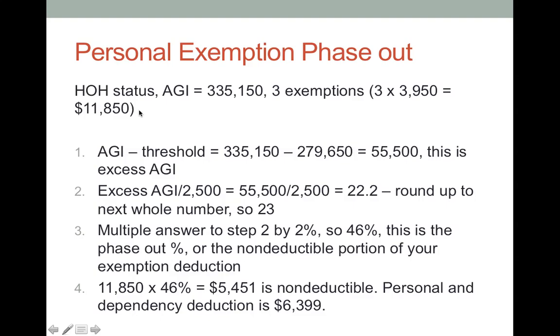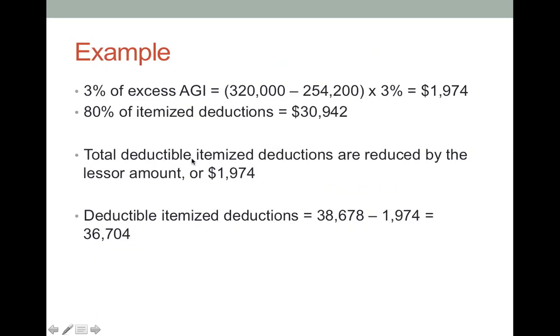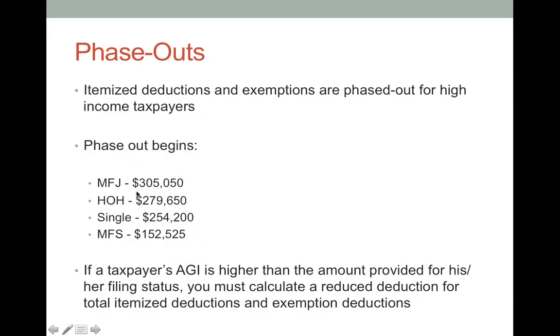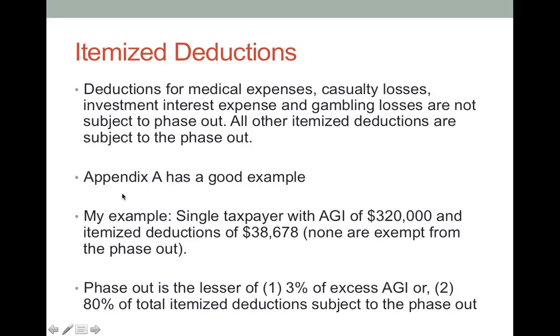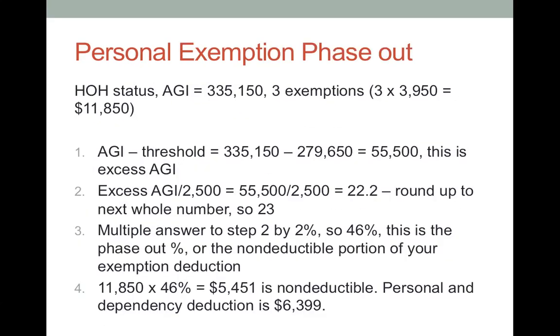And we have to do the calculation to figure out how much she can actually deduct. To calculate this, we start with her AGI and we subtract the threshold. Again, her AGI is $335,150. This threshold amount is the amount that I'll provide on the exam. For head of household, it's $279,650. That's the threshold amount. So we take her AGI minus the threshold to come up with $55,500. This is her excess AGI.